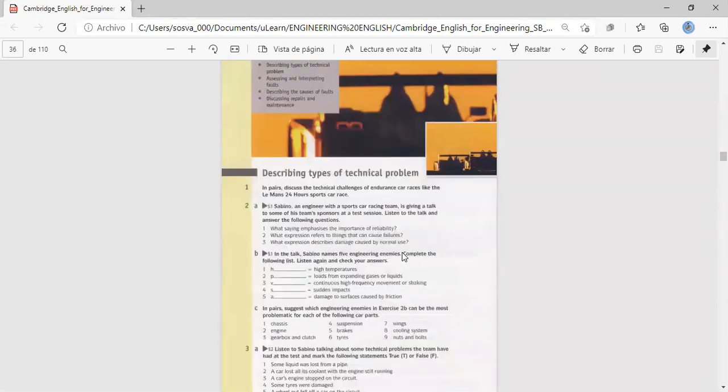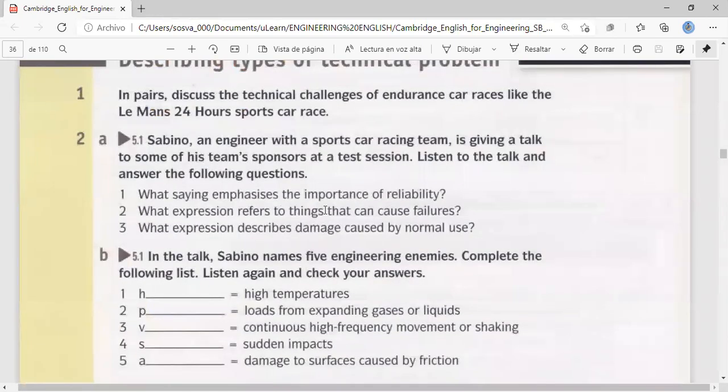Exactly. So using that reading and that listening, we must answer now the questions in here. What saying, that means que dicho, what saying emphasizes the importance of reliability?